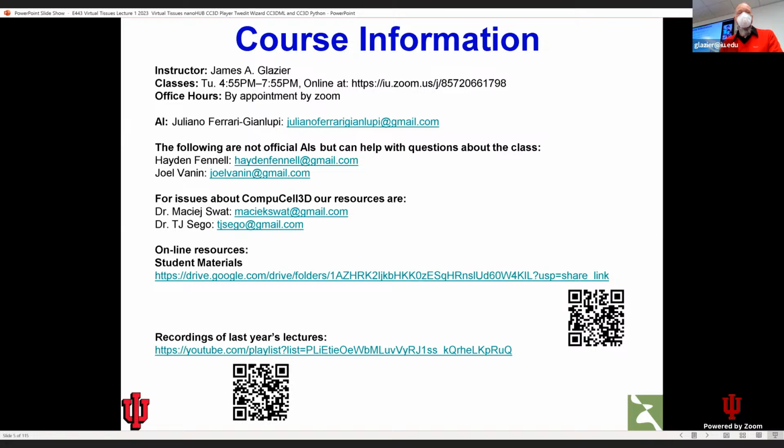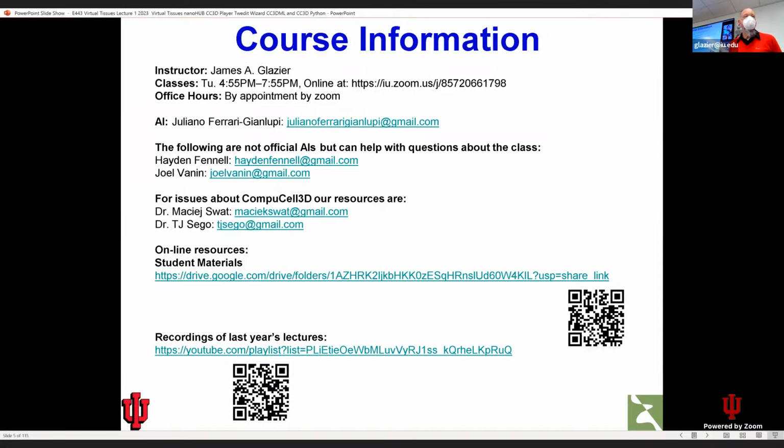And you're going to have an online student materials folder. I'll try to use Canvas, but I really find Canvas rather rickety, and so I prefer to use Google Drive. So there will be a Google Drive. I hope everybody has access to it. Trying to put up QR codes is a little bit new for me. I'm not used to creating them, but I hope they're helpful so that people don't have to type long URLs all the time.